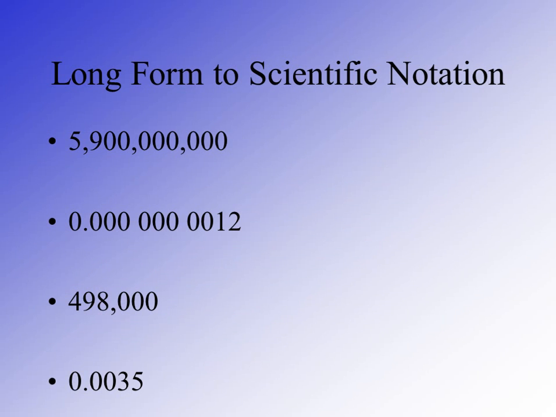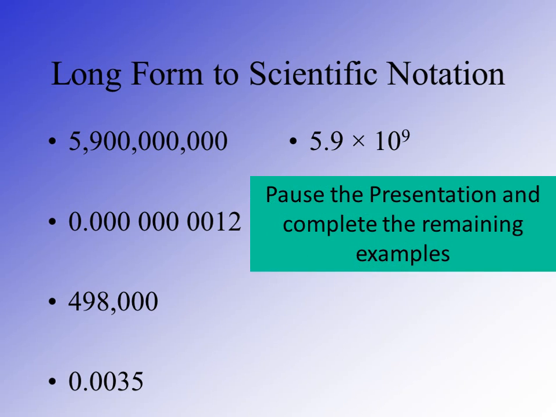So if we take a look at some examples, the first one here, 5,900,000,000, if we convert that into scientific notation, the decimal point is understood to be at the very end after the last 0. And so to move that to make the correct base number, our base number is going to be 5.9, and we had to move that decimal 9 places to the left, therefore we would have a positive 9 power of 10, so your answer would be 5.9 times 10 to the 9th power. Please pause the presentation at this point and complete the remaining examples, and when you've finished, restart the presentation to check your work.